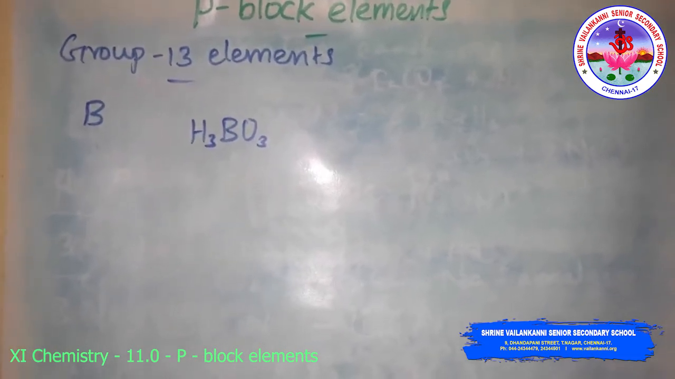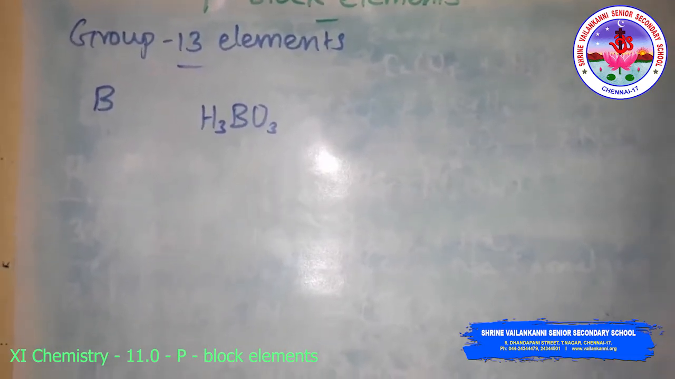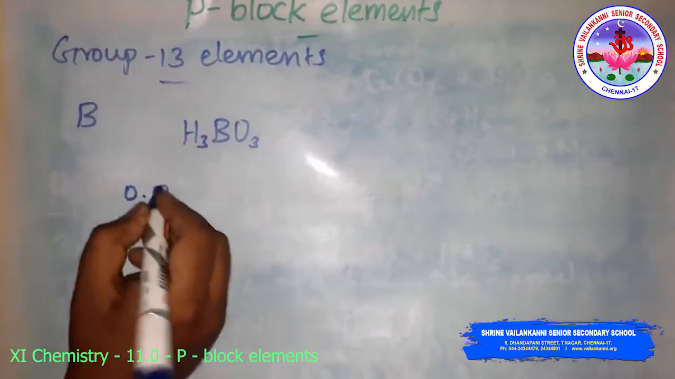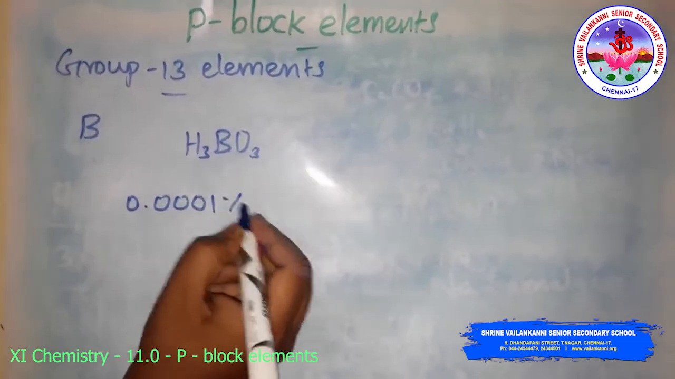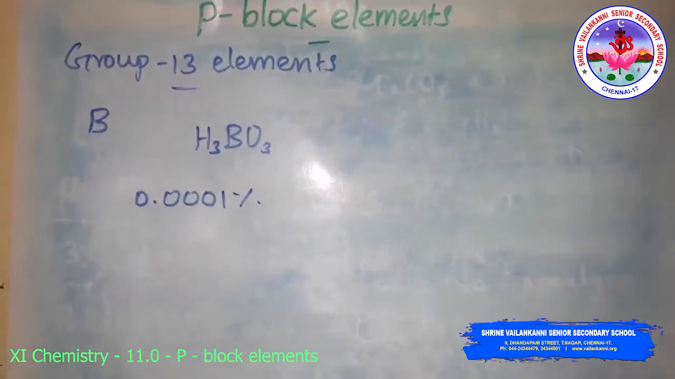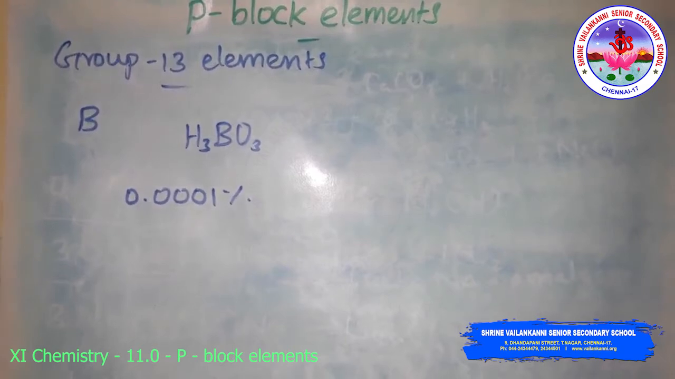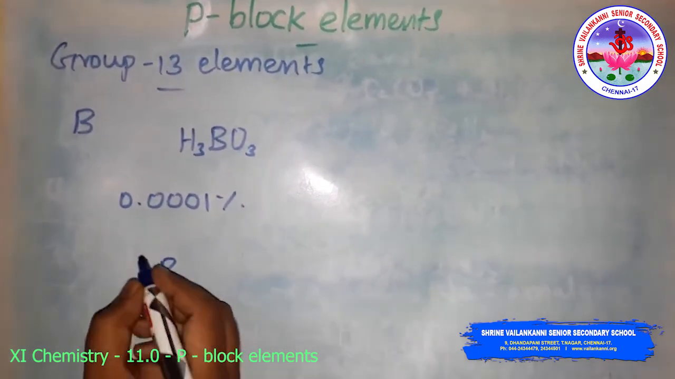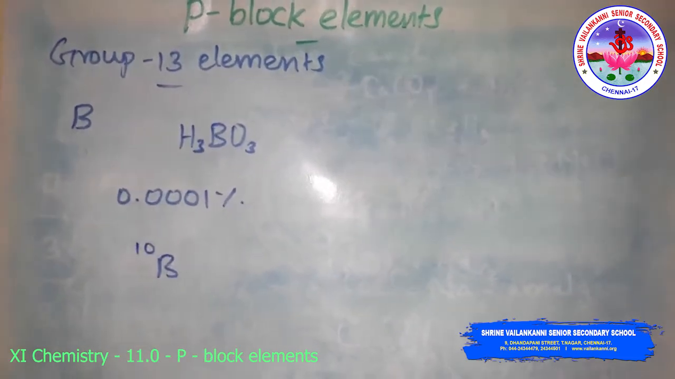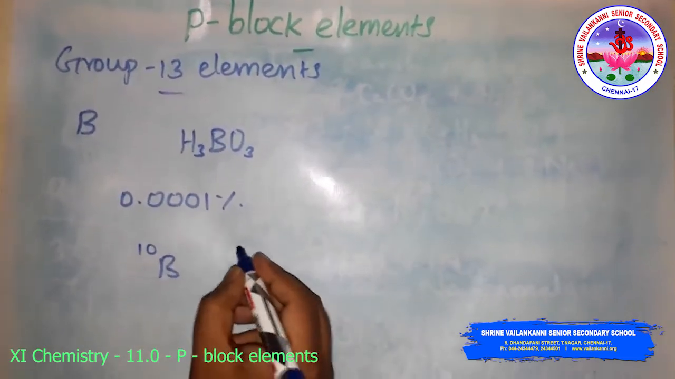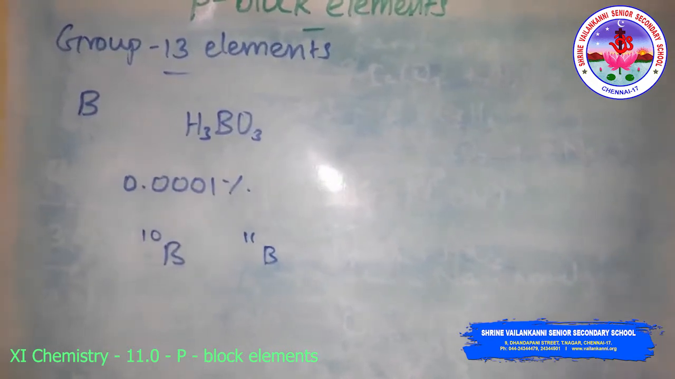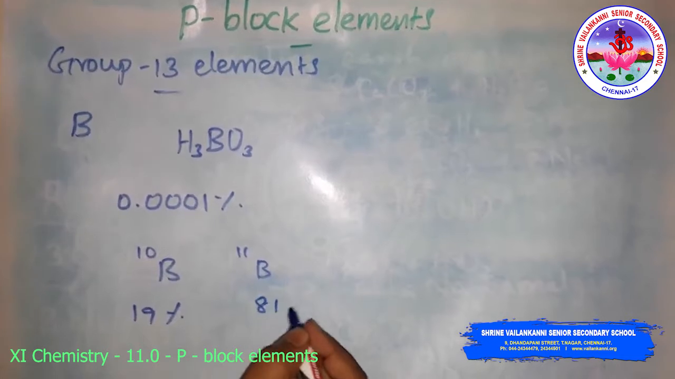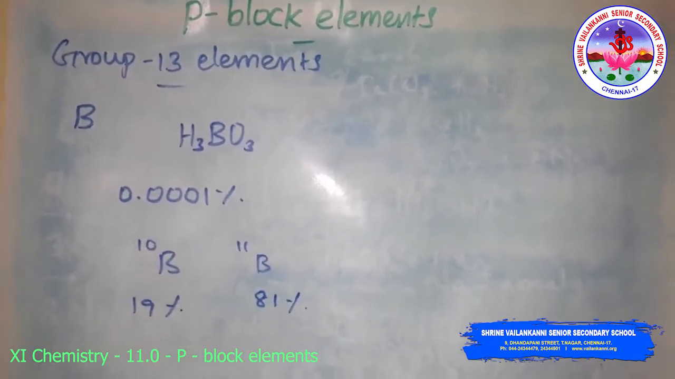The abundance of boron in the earth's crust is less than 0.0001 percent by mass. There are two isotopic forms of boron: boron-10 at 19% and boron-11 at 81%.